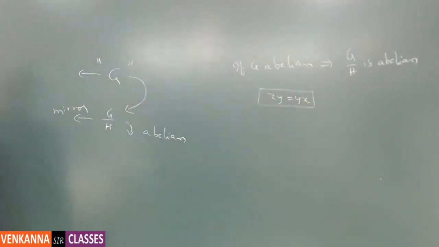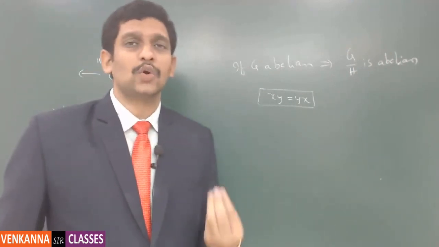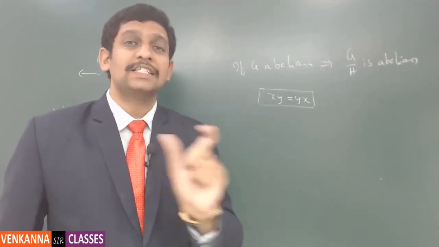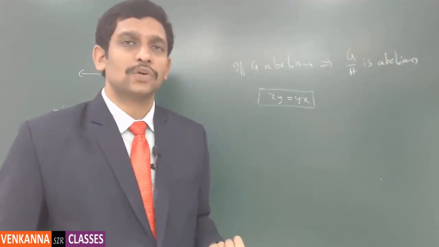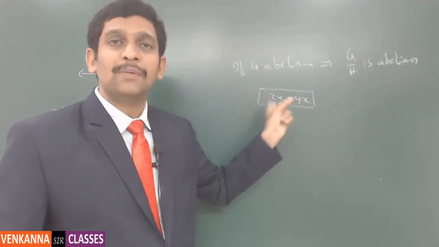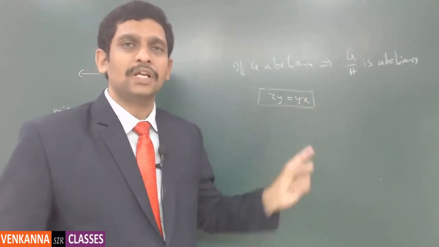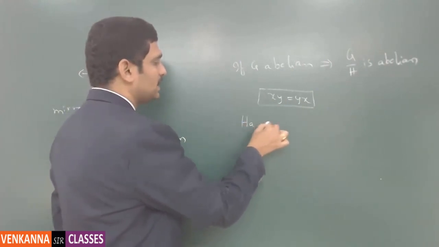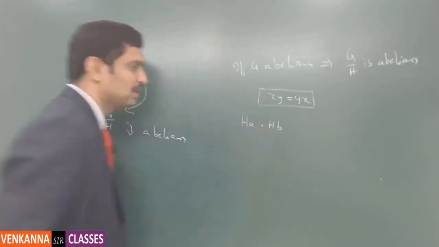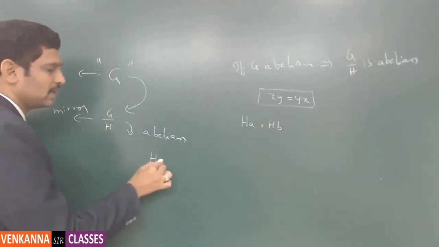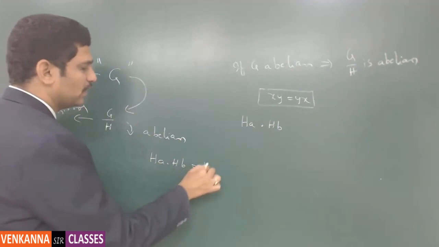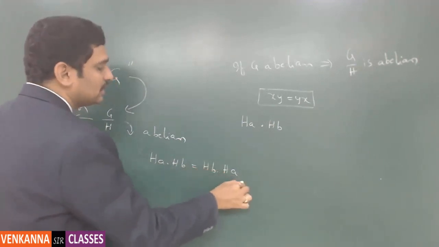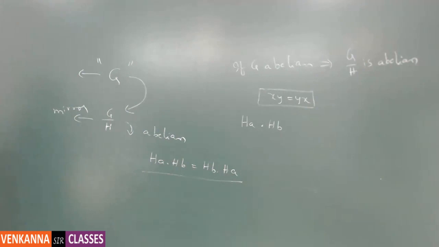So the same thing you are verifying with the elements in G by H. But actually G by H is the quotient group. It contains sets only, the cosets. So you are going to verify the abelian property with respect to the cosets. If I take two cosets, Ha and Hb, I have to show that Ha dot Hb is equal to Hb dot Ha. This I need to show. Are you getting the idea?